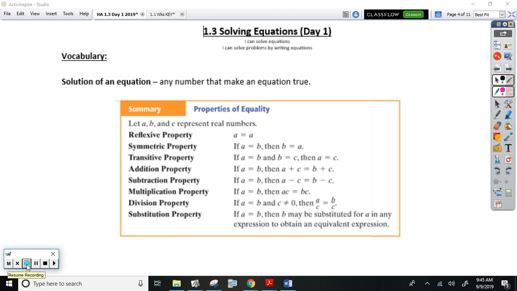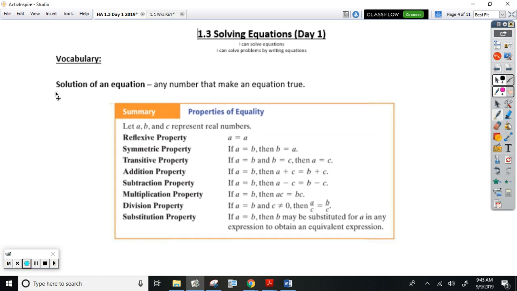All right, so today we're looking at solving equations. First of all, our vocab says the solution to an equation is any number that makes the equation true. And you may remember that sometimes an equation can have no solution, meaning there's no number that can be plugged in. Or it can also be called an identity, which is if any number works when plugged in.